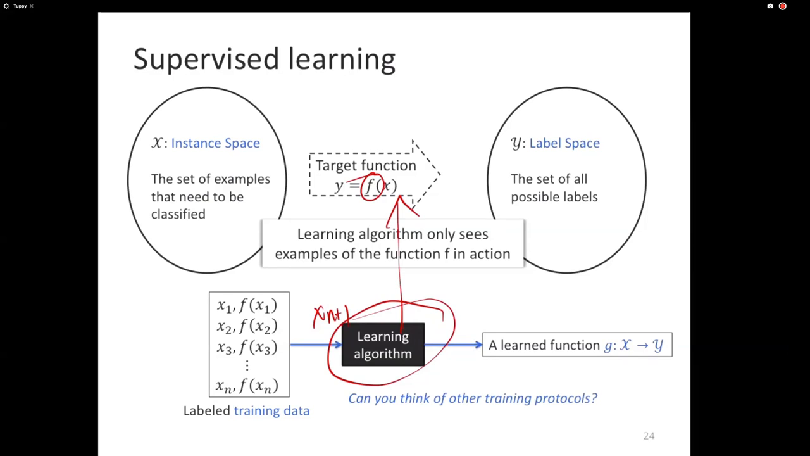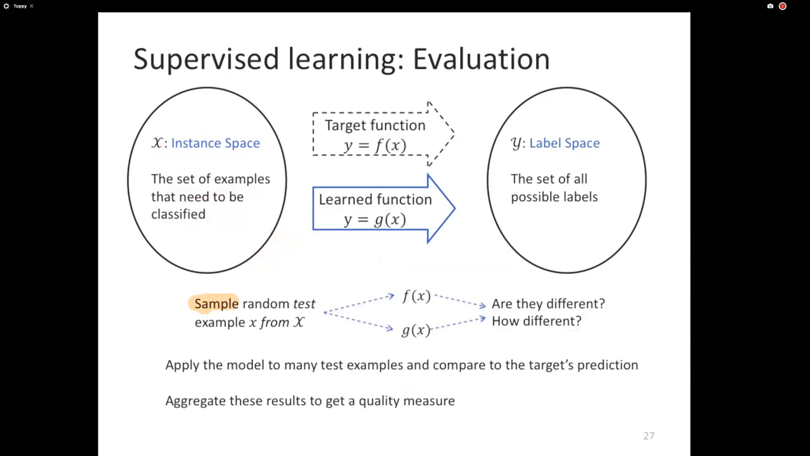Other questions about instances, about target functions, learning the target function? Yes. That's a very good question. In fact, that's the question I had for you. The test examples are coming from the instance space, the same instance space, but can you test on the instances that the learning algorithm has already seen? No. Why not? Remember, that's a remember, not an evaluation.